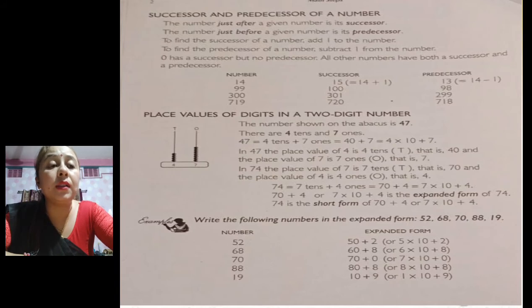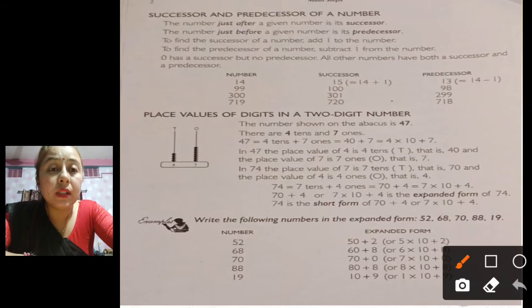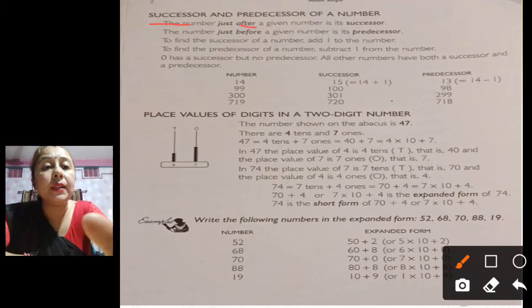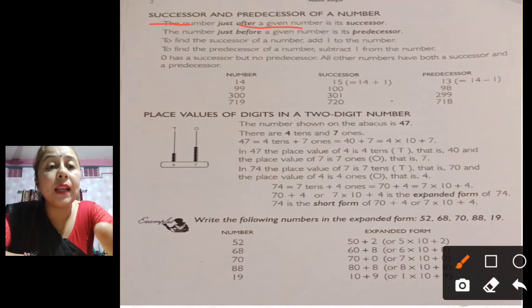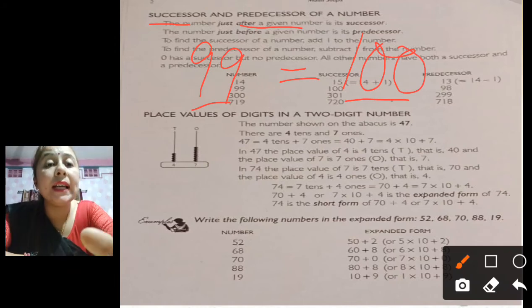This is page 2 of chapter 1, where you will learn the successor and predecessor. You know that successor means the number just after a given number. For example, if you have to write the successor of 99, the number just after the given number, what comes after 99? Yes, 100 is the successor of 99 and 99 is just before 100. So 99 is the predecessor of 100.